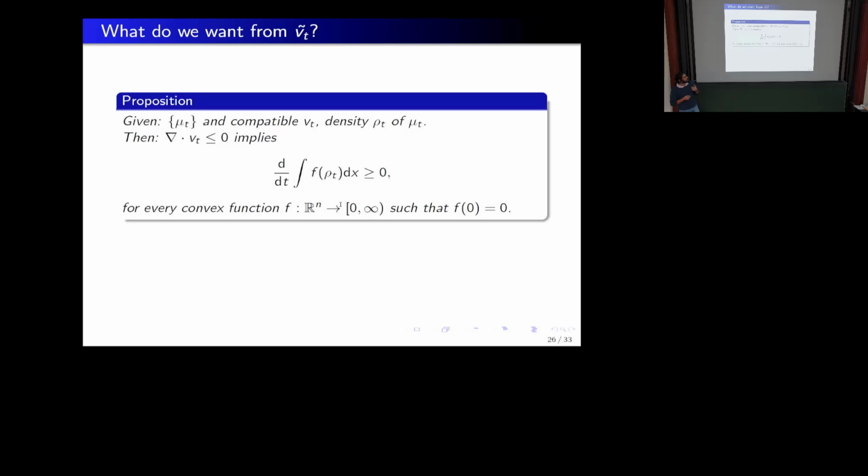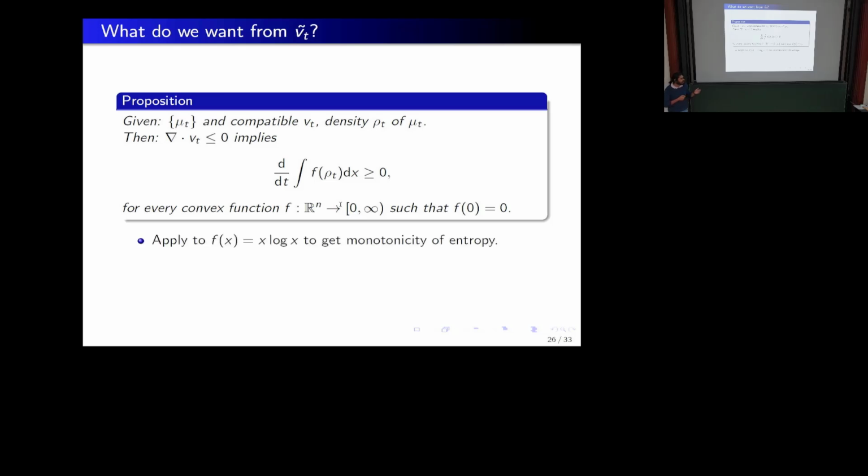The third piece is that if you have a curve of measures which flows via this time-dependent velocity field Vt, and if I denote the density of mu t with respect to the volume measure by rho t, then if f is any convex function which is 0 at 0, negative divergence of Vt implies that these convex functions of densities are increasing. This is the third piece.